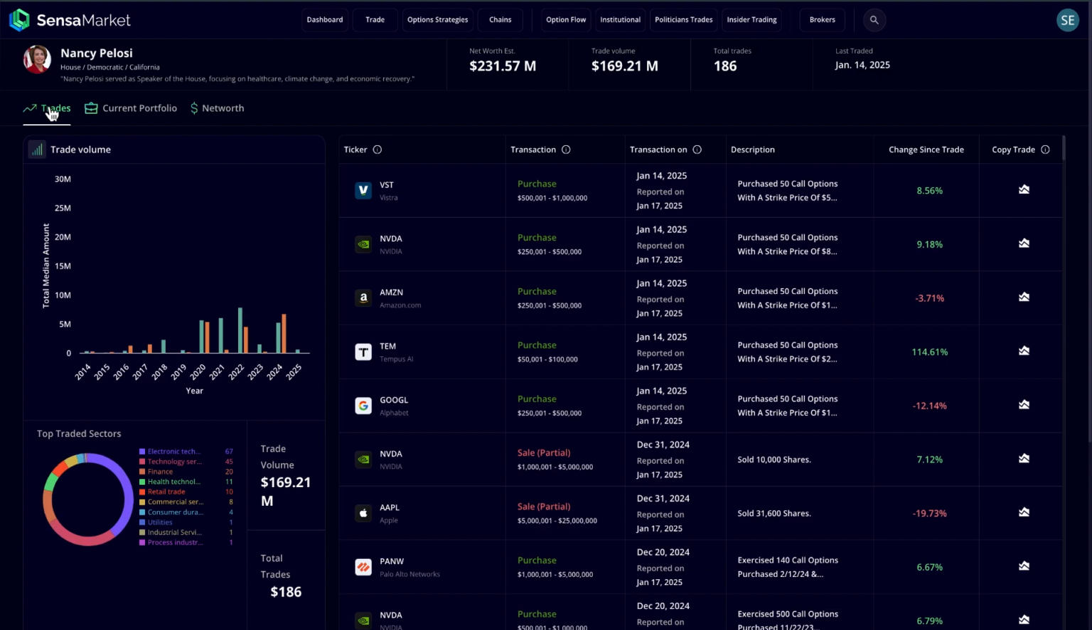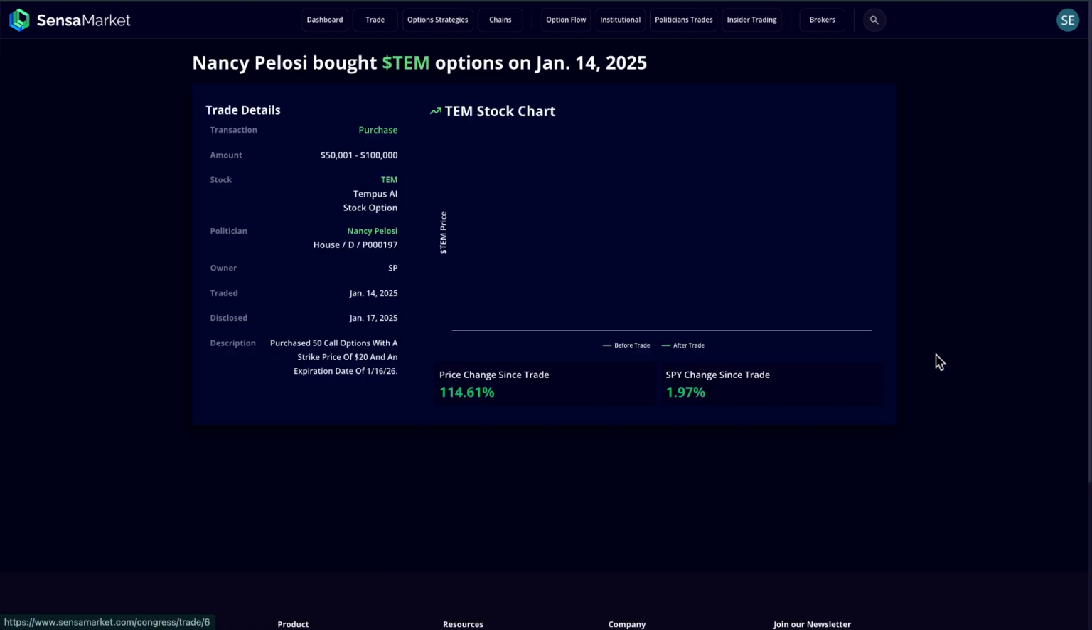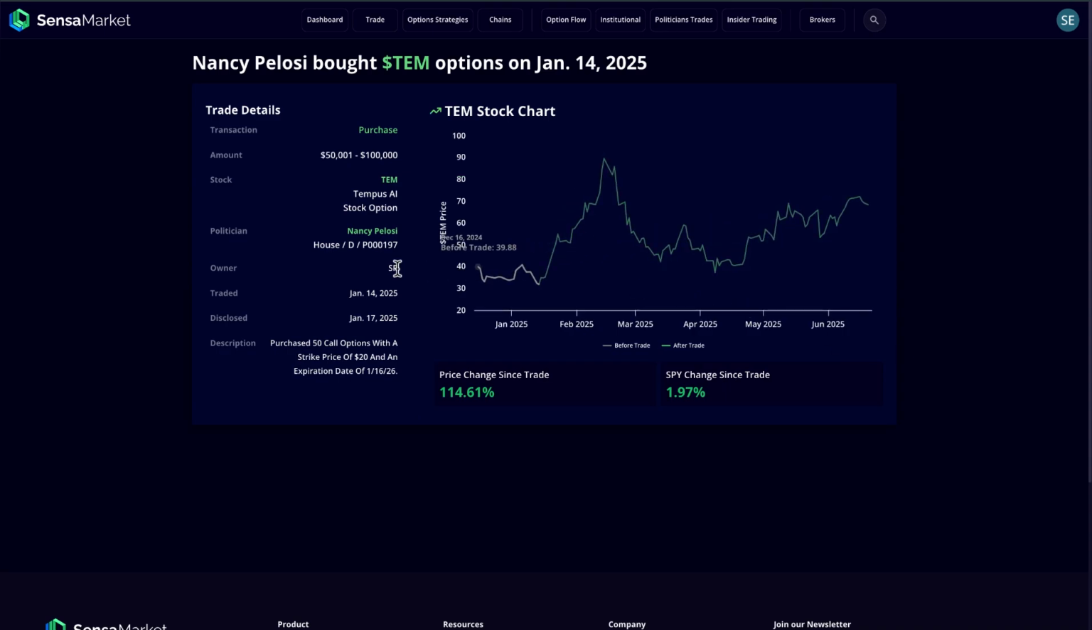So let's go back to the Trades tab and click on one of the Change Since Trade entries. I'm selecting the ticker TIM. This is where we can analyze the performance of a specific trade. When you click on a trade from the list, you're taken to a dedicated analysis page. This page gives you everything you need to know about that one transaction.